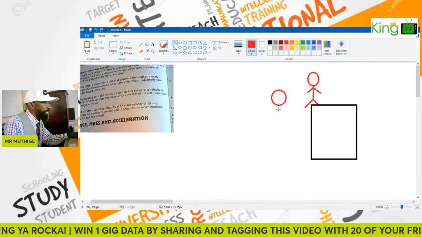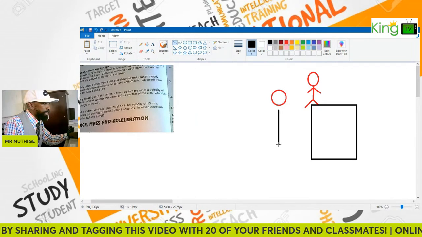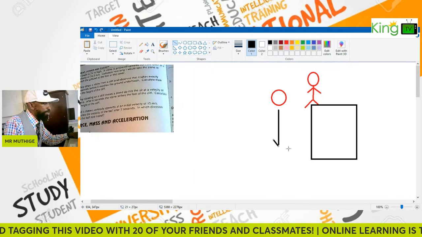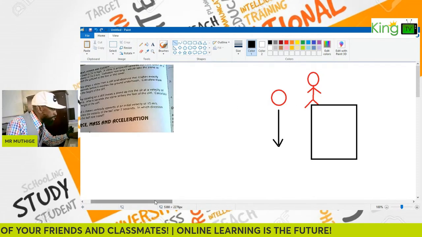So when it goes down, what does that say about our g? The fact that it's coming from the top down. If up is positive, you can have down negative. How big is the ball? What does the equation say?